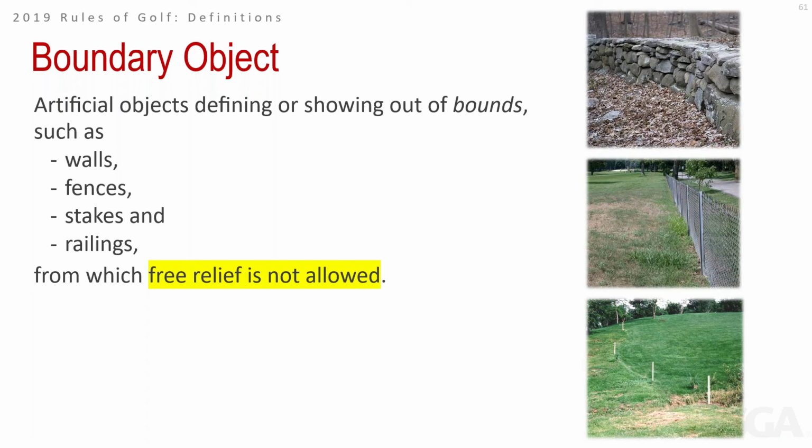So boundary objects are defining or showing the out of bounds. These can include, and they're not limited to, walls, fences, stakes, and railings from which free relief is not allowed. These are the objects that are showing us the boundaries of the golf course. Many times you'll see these rock walls, these fences, as well as, in the bottom right example, some stakes. It's not uncommon that sometimes you'll see a road define the margins of the golf course as a boundary object.